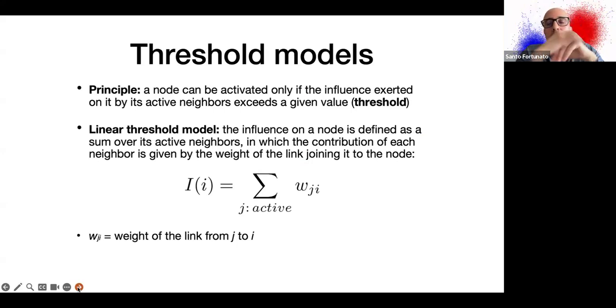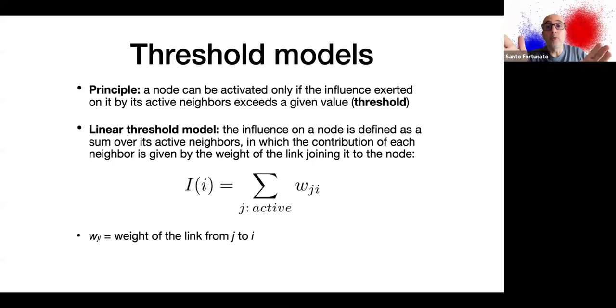So let me give you the most general recipe, and then we're going to specialize. We're going to make it simpler and simpler for hopefully a better understanding. In the linear threshold model, the influence acting on a non-active node i from its active neighbors is just the sum of the weights of the links connecting node i to all the active neighbors j. So I am node i, I have a bunch of neighbors. Some of them are active, some of them are not. I forget the ones which are not active.